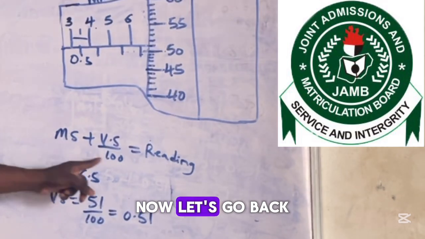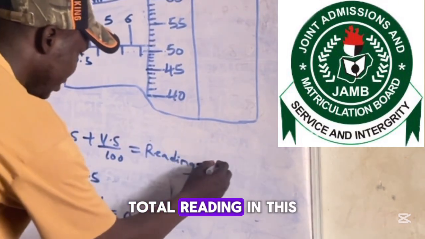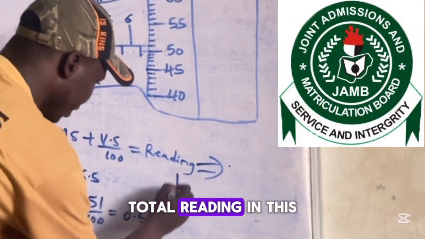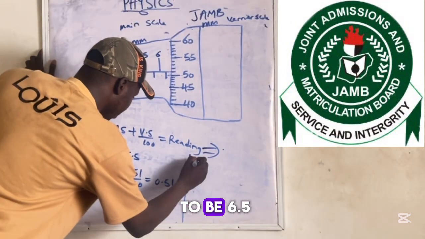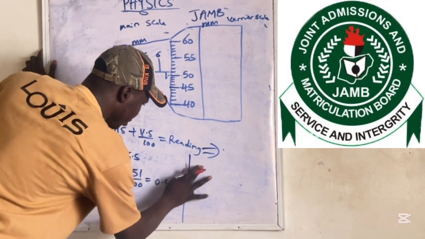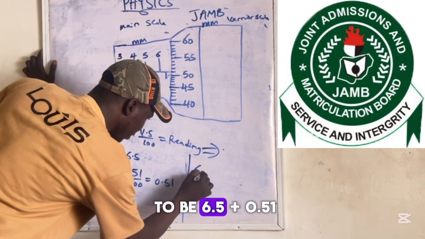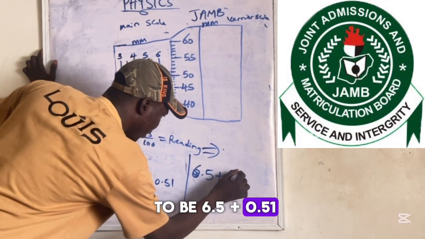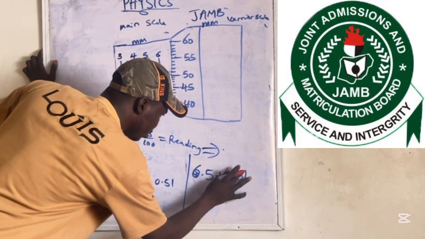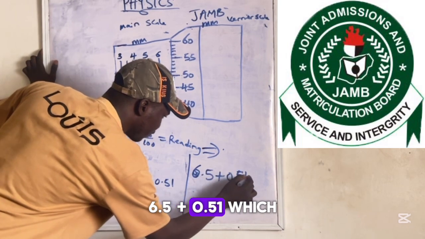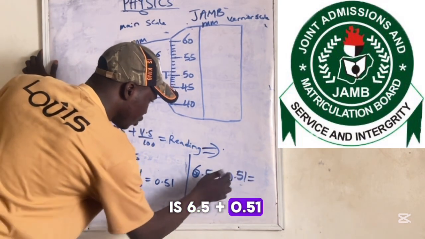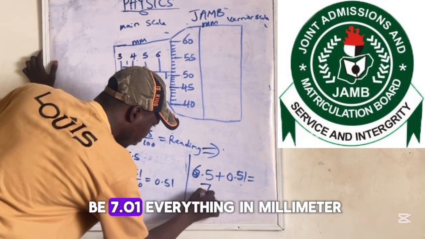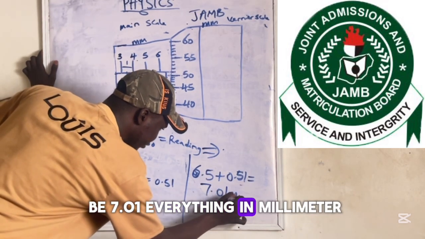Now, let's go back to this formula, which is total reading. In this case, the total reading is going to be 6.5 plus 0.51, which is 6.5 plus 0.51 is going to be 7.01, everything in millimeter.